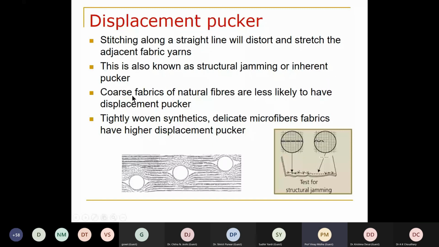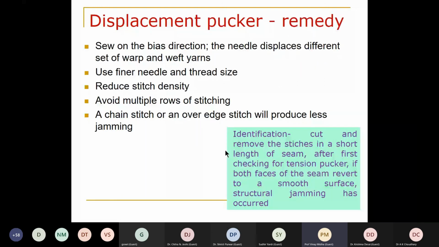Then the coarse fabrics of natural fibers are less likely to have displacement pucker, and tightly woven synthetics and delicate microfiber fabrics have higher displacement pucker. So the appropriate selection of the sewing thread and the needle is again important to avoid the displacement pucker also. Use the finer size of the needle and the thread size. And if this problem still persists, then we may have to go for the stitching in the bias direction.